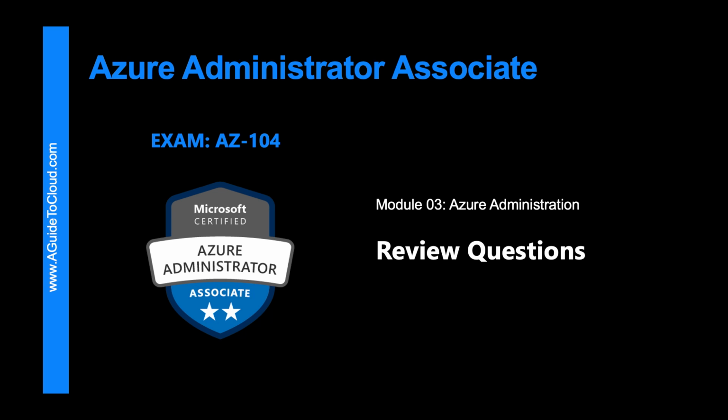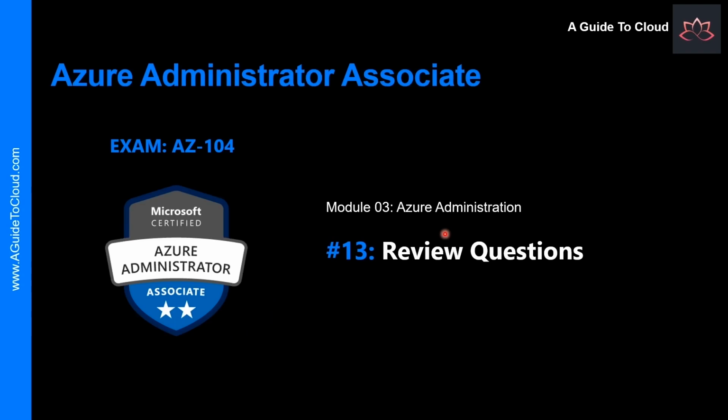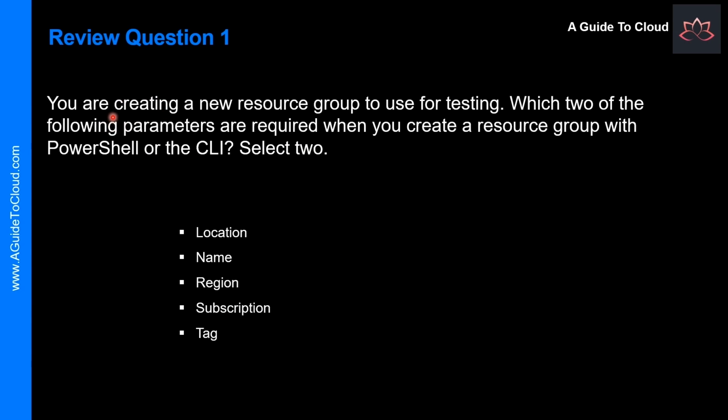In this section of the video, we are going to go through Module 3, which is Azure Administration Review Questions. Let's look at the first question. You are creating a new resource group to use for testing. Which 2 of the following parameters are required when you create a resource group with PowerShell or CLI? Select 2. So when you're going to create a resource group, what are the 2 parameters required if you use PowerShell or CLI?